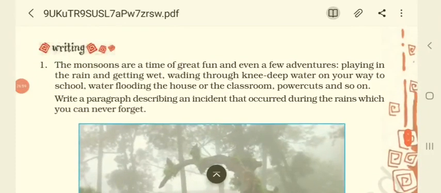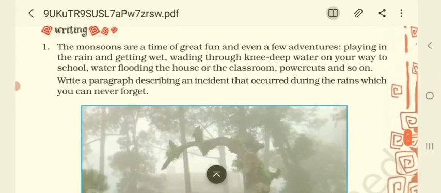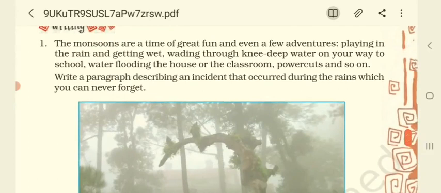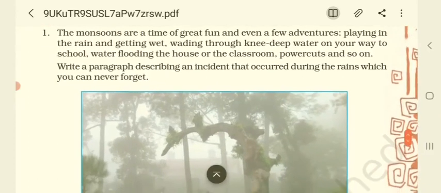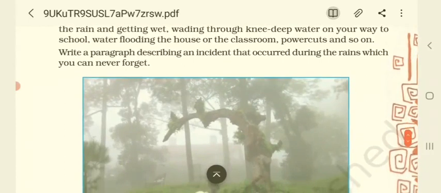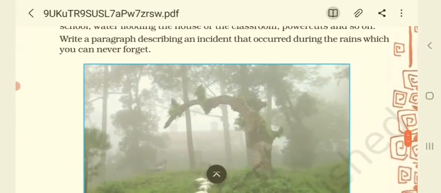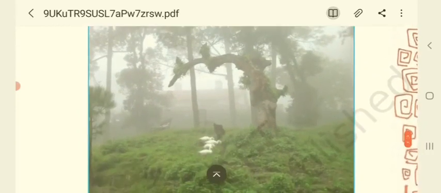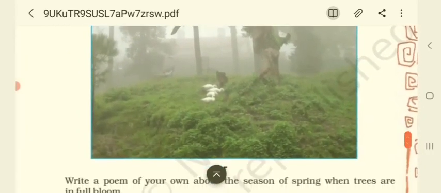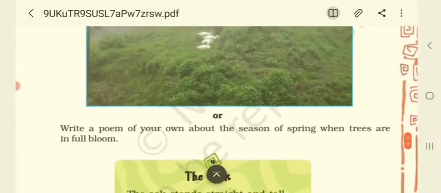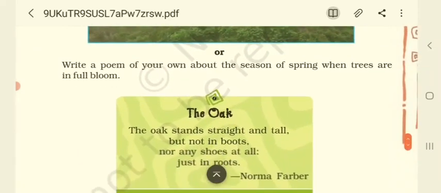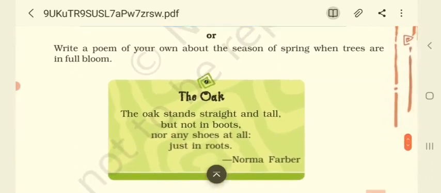See, monsoons are a time of great fun and even a few adventures. Playing in the rain and getting wet, wading through the knee-deep water on your way to school, water flooding the house or the classroom, power cuts and so on. So you are asked to write a paragraph describing an incident that occurred during the rains which you can never forget. This is a lovely picture, isn't it? So class, try writing this, or you are asked to write a poem of your own about the season of spring when trees are in full bloom.